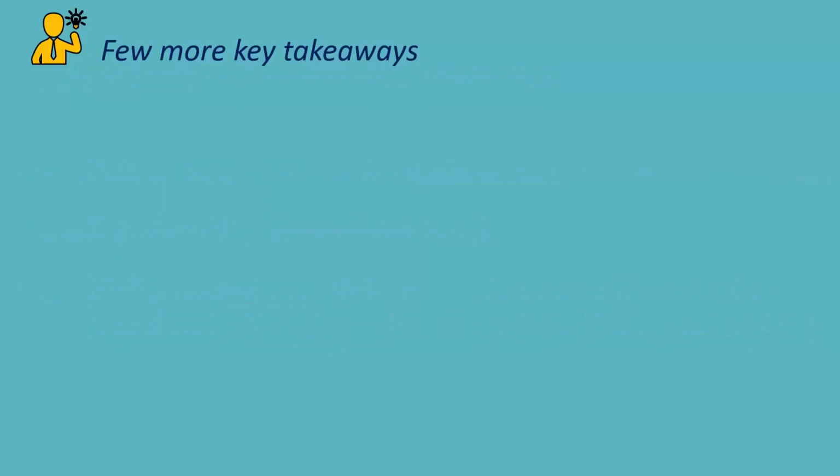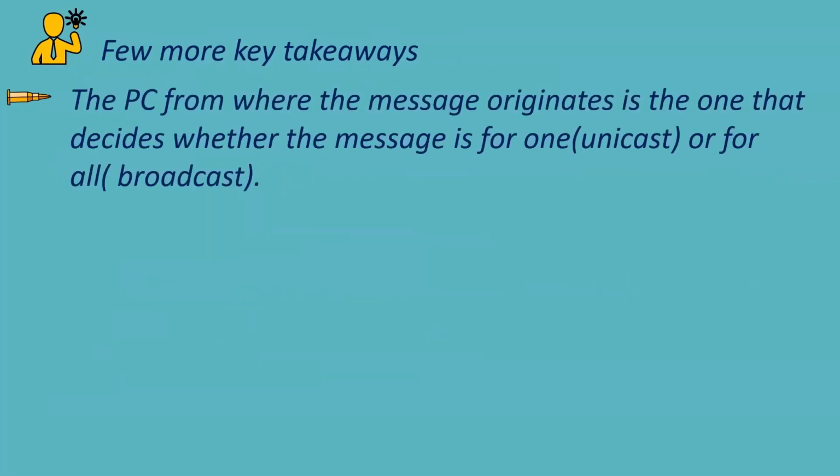Few more takeaways, if you may appreciate these points. The PC from where the message originates is the one that decides whether it wants to send a unicast or broadcast. We have taken the example of PC1 sending a unicast or PC1 sending a broadcast. So it is always the PC that is responsible for sending either a unicast or a broadcast.